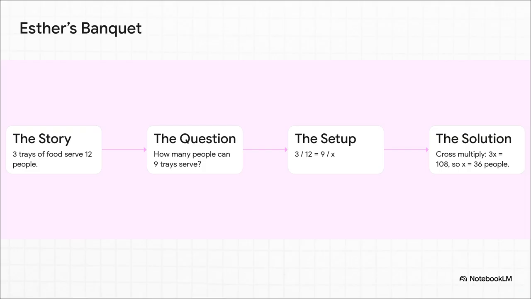Then the question introduces a new number, 9 trays. By setting up the proportion, 3 is to 12, as 9 is to x, the student can solve for that unknown value. See? The story provides the whole context, but the logic is pure math.